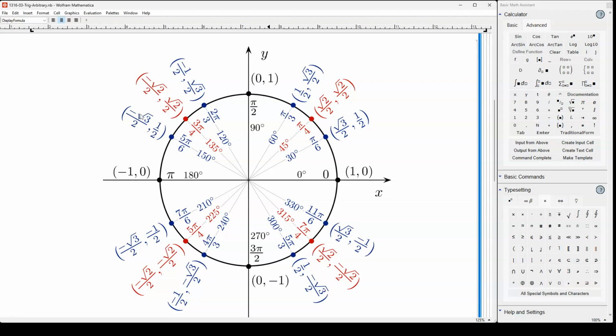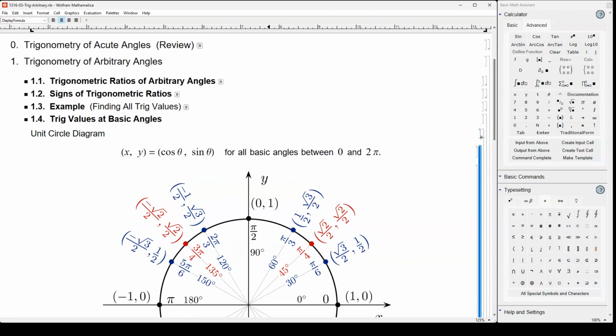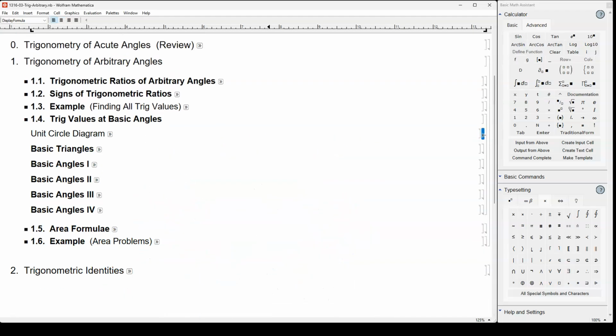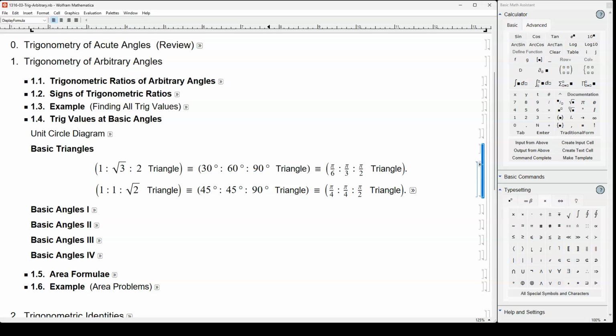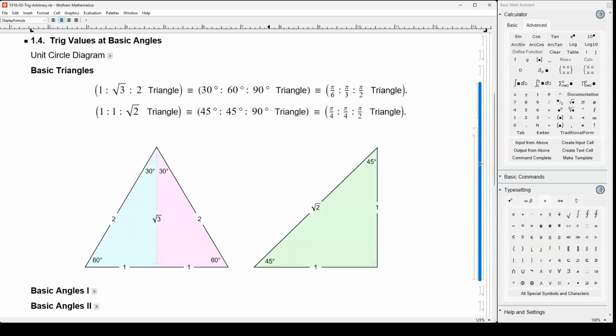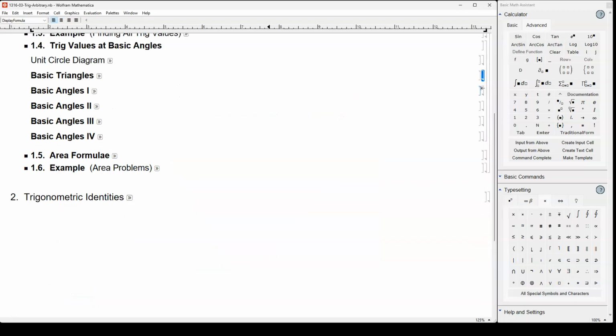So negative 1 over square root of 3 is tangent of 5 pi over 6, and so on and so forth. You can answer all those here. Or you can inscribe basic triangles. Triangle number 1 on the left, triangle number 2 on the right.